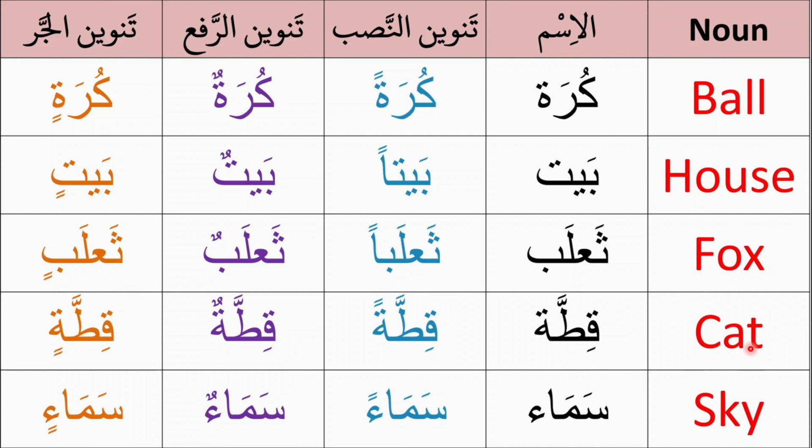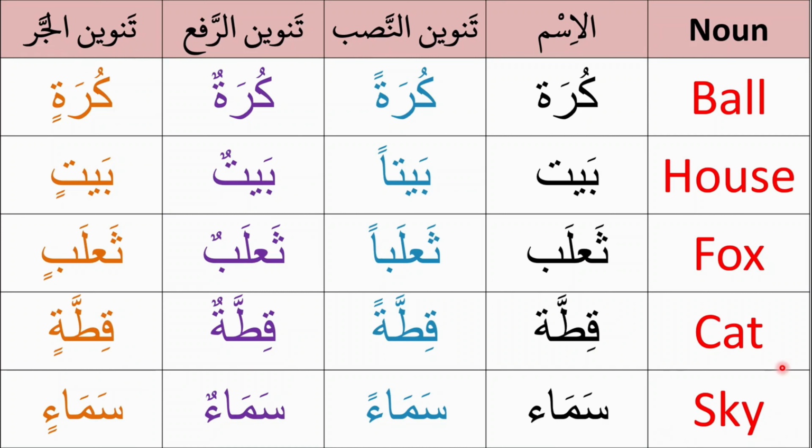Next word, cat, which means قطة. If you can notice, this word is ending with ta marbuta. And as I mentioned before, if the word is ending with ta marbuta, I don't need any alif as assistant. I just put tanween al-nasb directly above the letter ta. It will be قطةً. And then tanween al-rafa' قطةٌ. The last one, tanween al-jar قطةٍ.